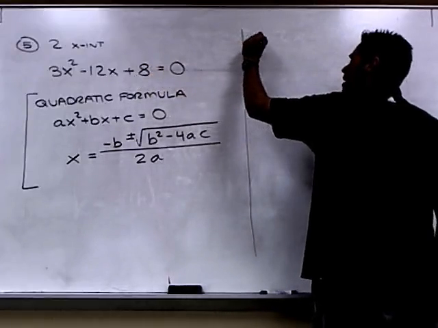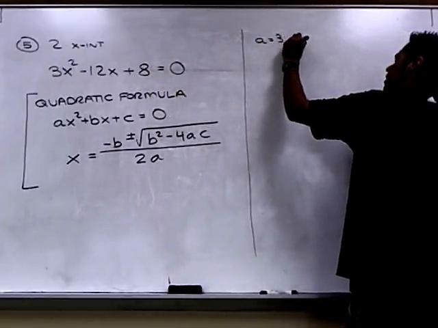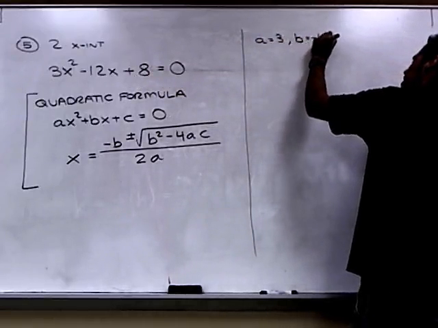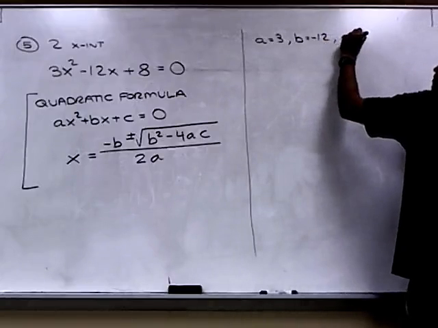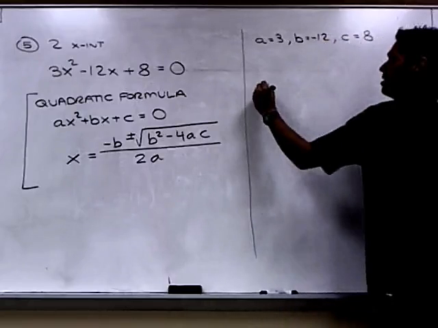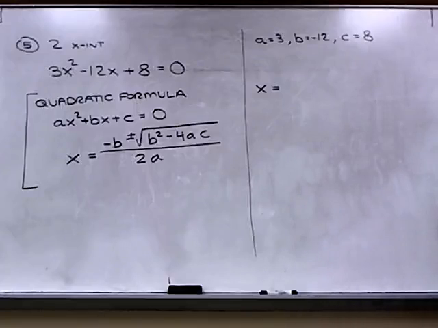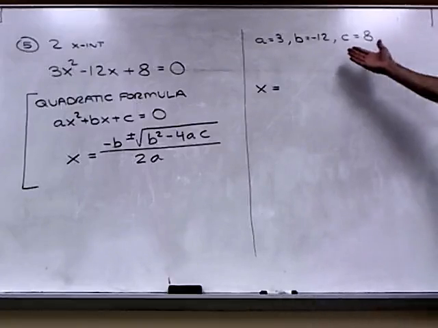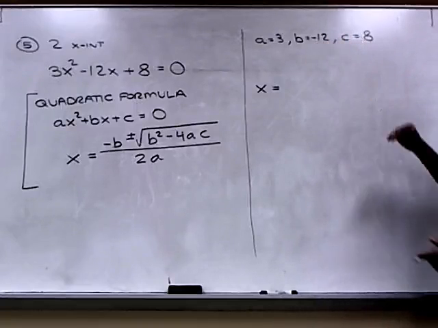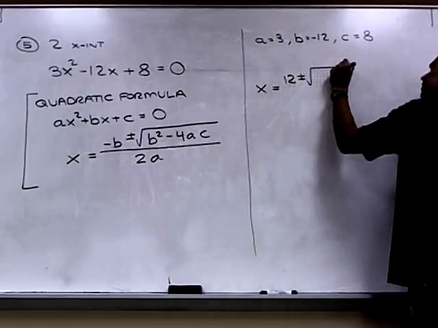What is a for me in this problem? What's b? Negative 12. And what's c? It's 8. So my solutions, x, will be equal to, what is negative b? It's the opposite of negative 12, right? So it's going to be positive 12, plus or minus the square root of.